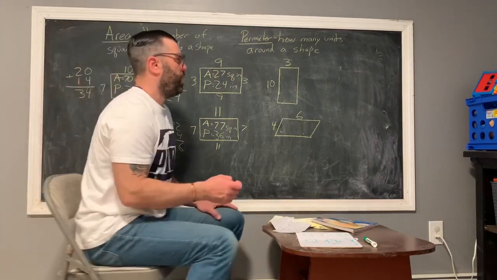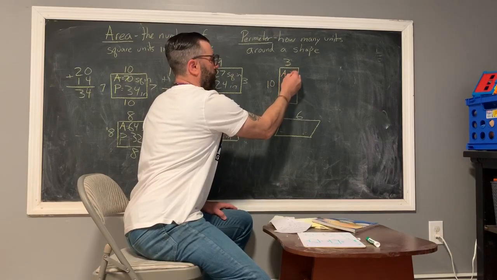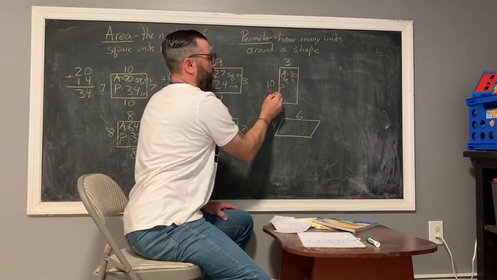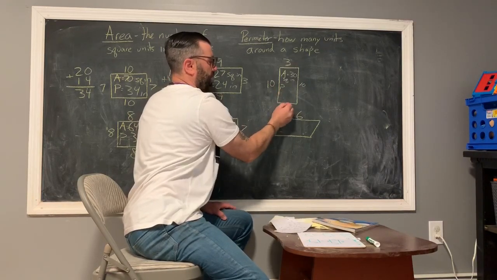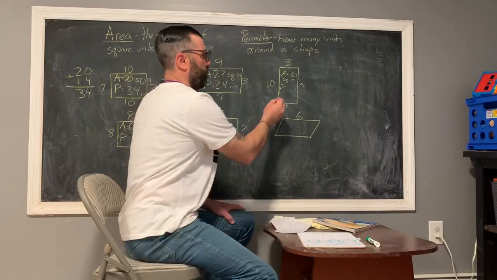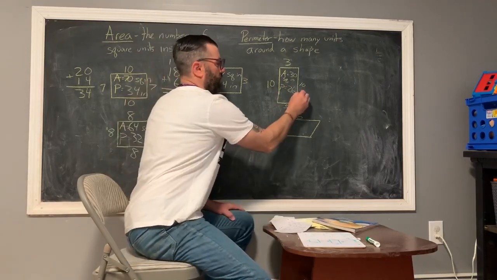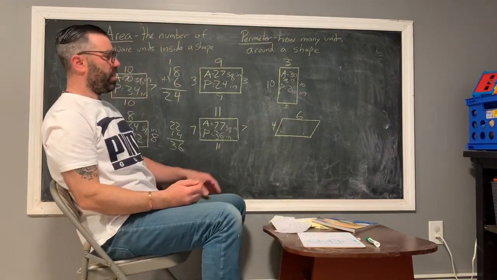Check this one out. 10 by 3 area, simple enough, will be 30 square inches. And for perimeter, that's 10, so it's 20. That's 3, 6. So the perimeter is just going to be 26. It's always nice when they work out nice and easy like that. Okay? And here we go.